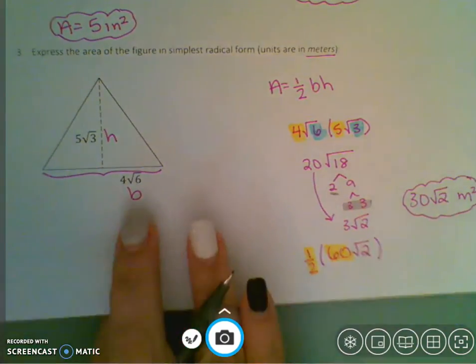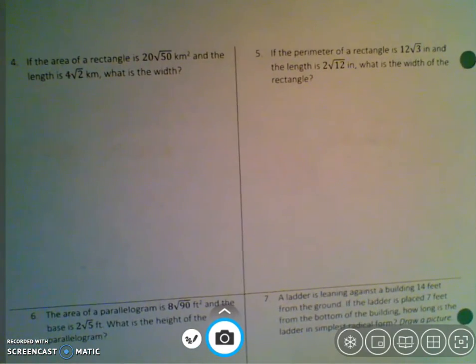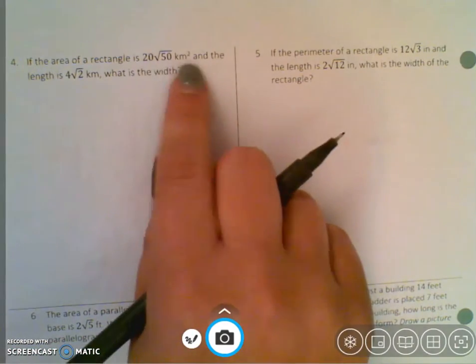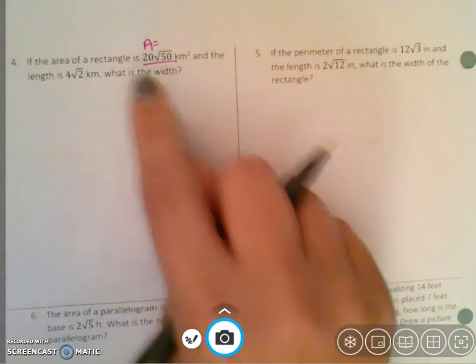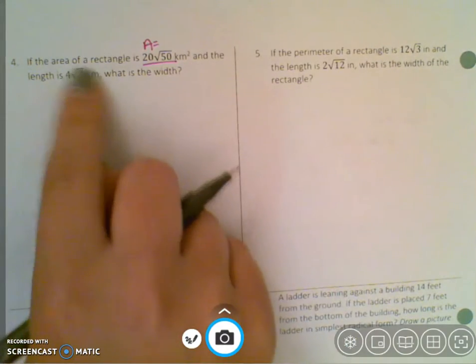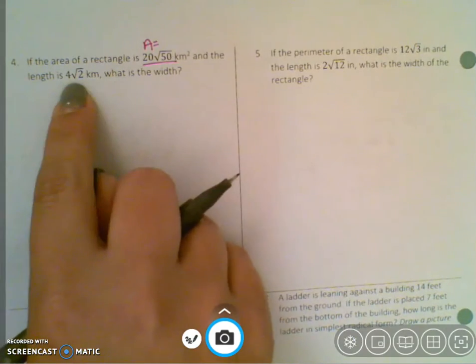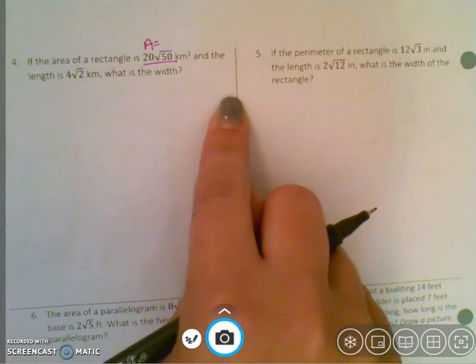Okay, let's go ahead and go to the back. So, number 4, if the area of a rectangle is this, so we're given the area, this is the area right here, and the length is 4 root 2, what is the width?